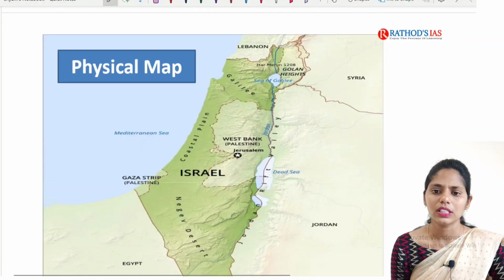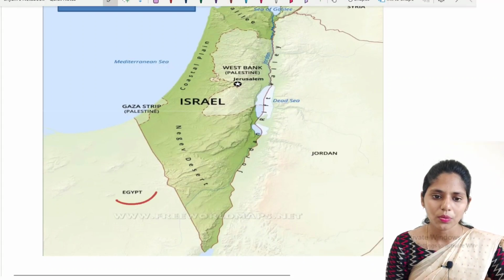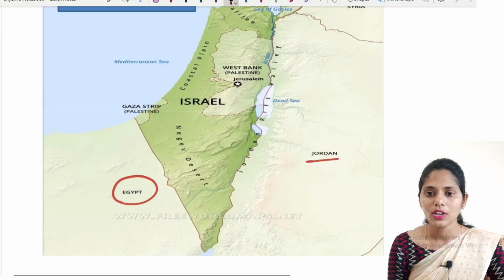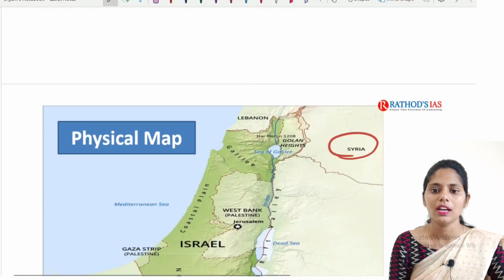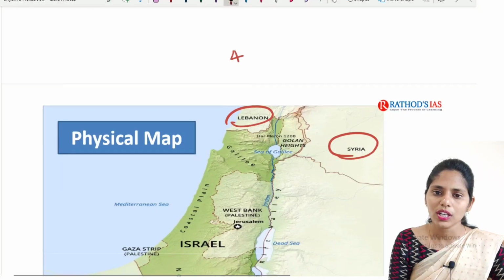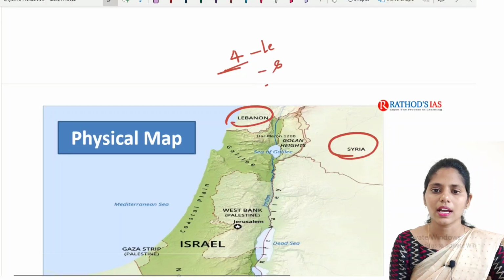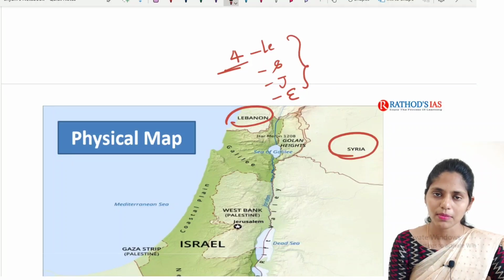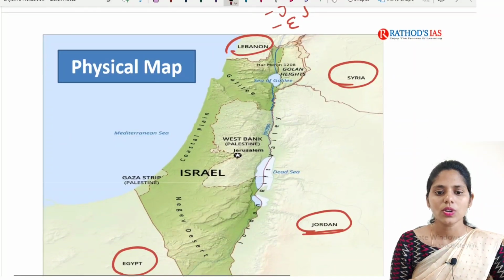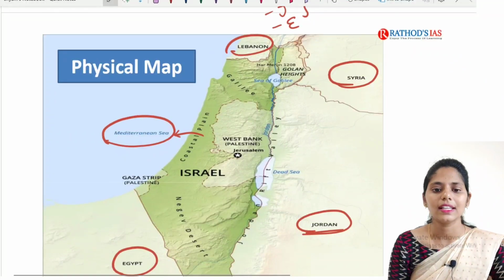First let us try to see bounding countries, which are the countries sharing boundary with Israel. So here we have Egypt, right? And here we have Jordan. And next one is here we have Syria and here we have Lebanon. So 4 countries that are sharing boundary with Israel, they include Lebanon, Syria, Jordan and Egypt. So here on this side it is having a boundary with the Mediterranean Sea. So this is one important glimpse fact.